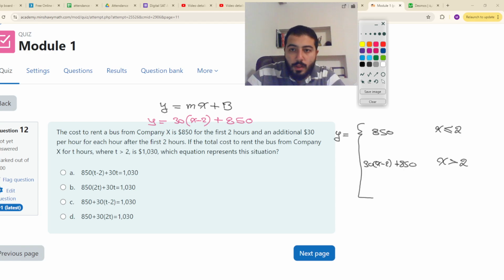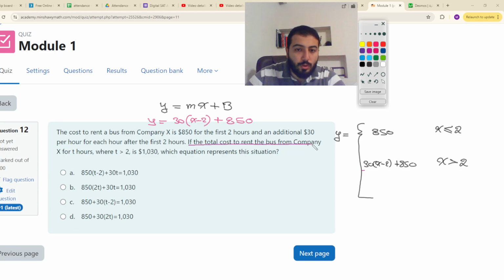So if he took this bus for like 1.5 hours, he will pay 850. 1 hour, he will pay 850. But for more than 2 hours, we use this equation. So this is a piecewise equation or piecewise function. Let's continue this question. It could be much easier, but I want to clarify everything here so you don't miss any future questions coming like this.